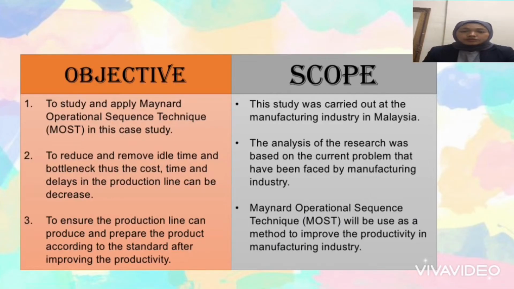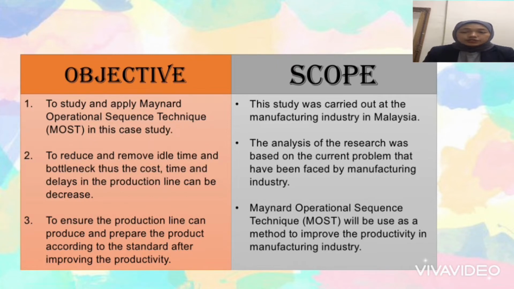Objective. The main objective of this research is to improve the productivity in manufacturing industry using time study and work measurement. However, if the productivity in manufacturing industry can be increased, a number of goals can be attained, including the following. First, to study and apply Maynard operational sequence technique, MOST, in this case study.